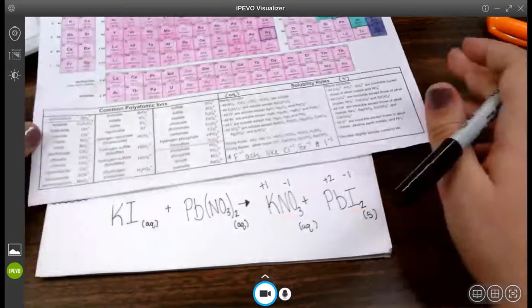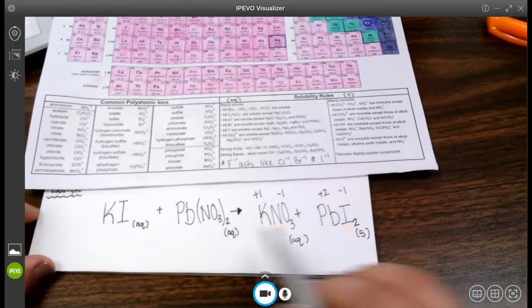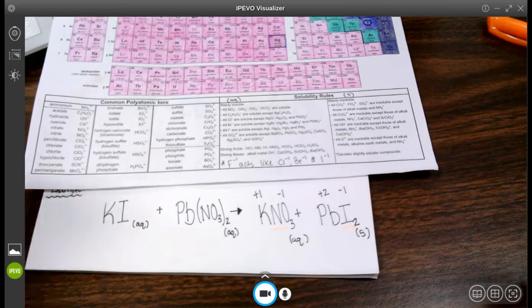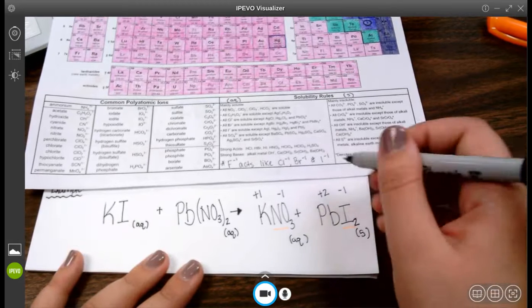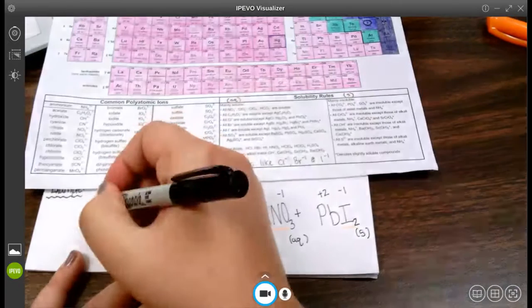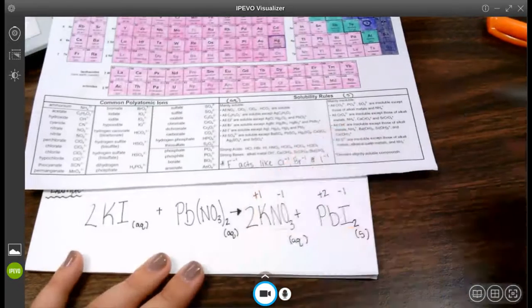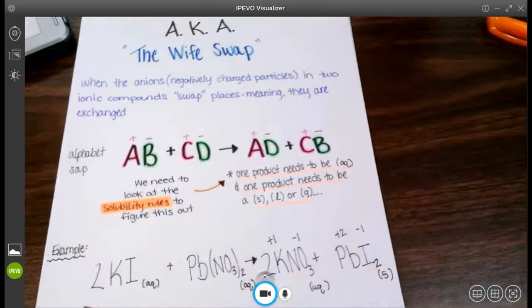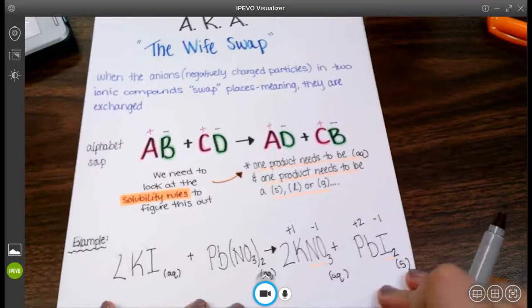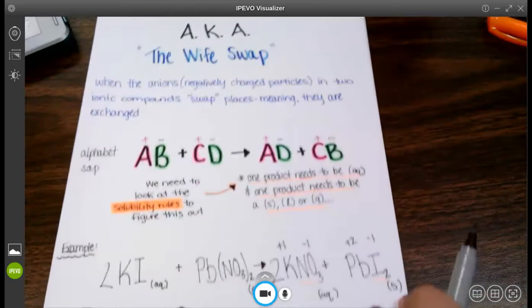So our final formula, or our final equation, is this. Now I just need to balance it. So I need to balance my iodides. So I'm going to put a 2 here and then add a 2 here, and we should be balanced. So all in all, these are our double replacement notes. Again, pause the video where you need to and just take your time filling out your notes.